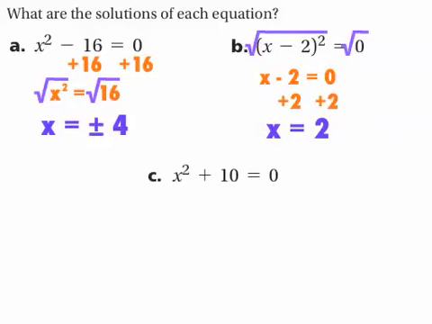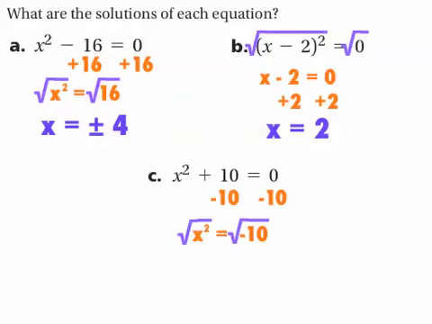And then if you look at example C, we have x squared plus 10 equals 0. I'm going to go through the same process. I'm trying to isolate my variable x. My first step to do that is to subtract 10 from both sides. When you subtract 10 from both sides, you get x squared equals negative 10. Now, just like in example A, I would need to take the square root of both sides to get x by itself. However, when you try to find the square root of negative 10, you're going to come up with what's called an imaginary number. We're not going to get into that right now.